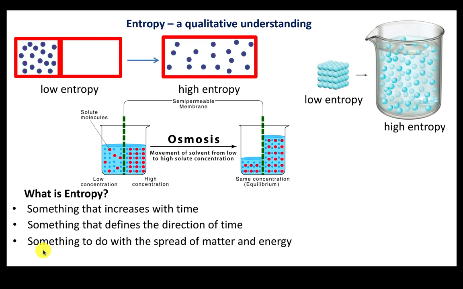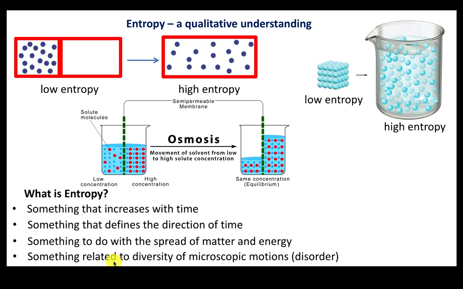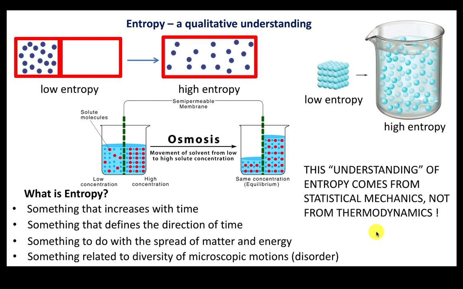Next, entropy has something to do with the spread of matter and energy. Now, you should not be too surprised, because Einstein told you that matter and energy are, in a sense, interchangeable with each other. However, we will get more precise on this when we come to actual formulas. And finally, I'd say that entropy is something that is related to microscopic motions, to disorder, to how atoms, molecules, quarks, nuclei, strings, yes, even superstrings, how they move around. That's disorder.